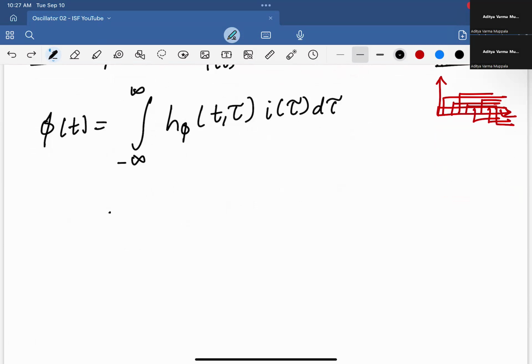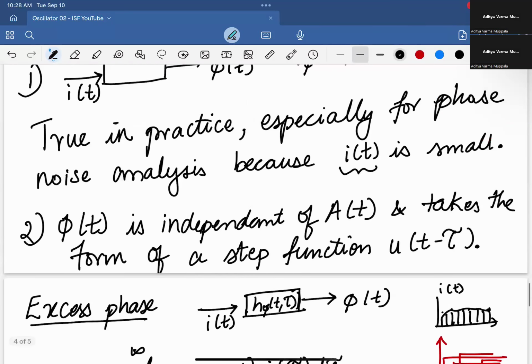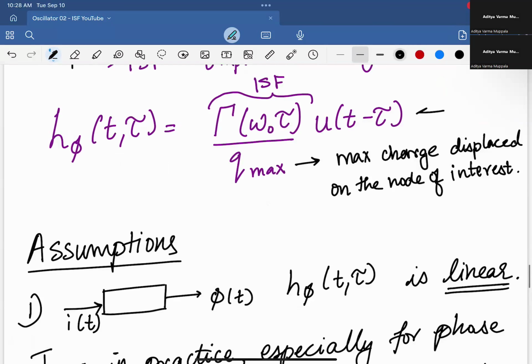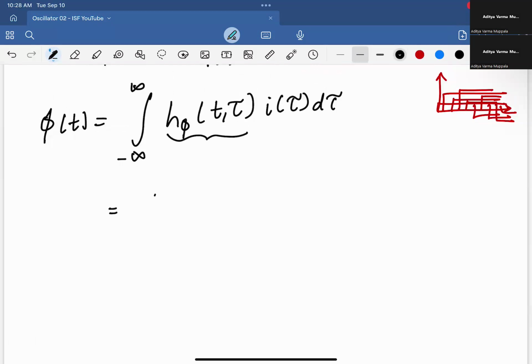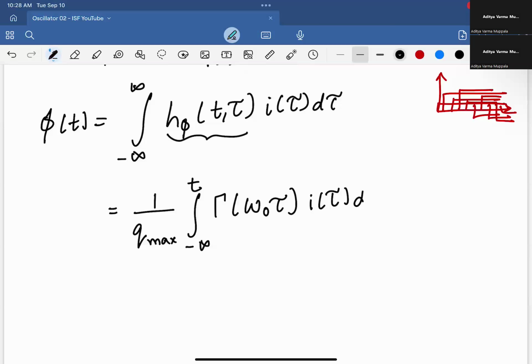And then you can plug it in the form that we assumed, which is this one, right? Plug that in here, and that gives you 1 over q max, integral from minus infinity to t actually, because it's a unit step function, gamma of omega naught tau, I of tau, d tau.